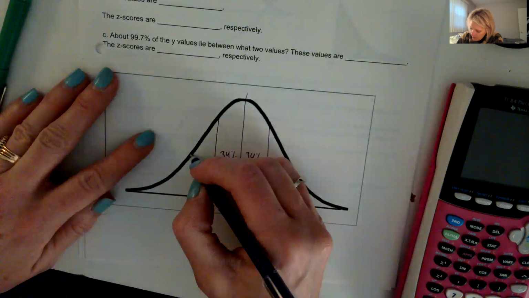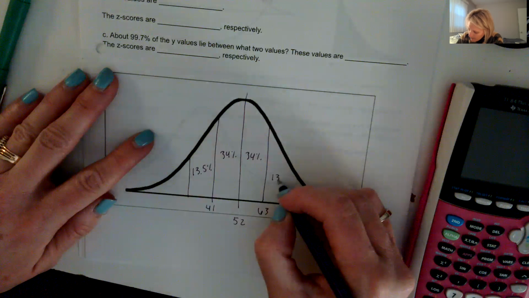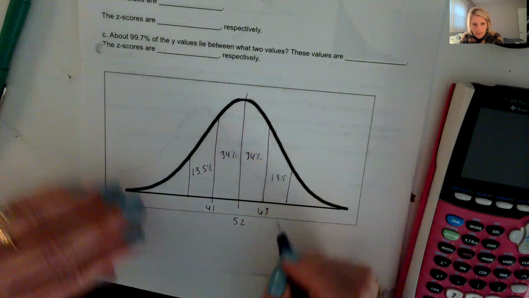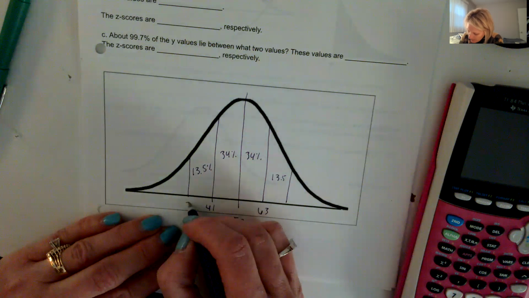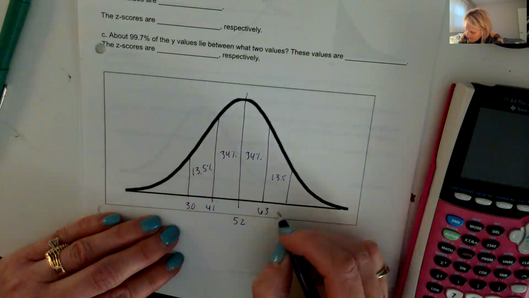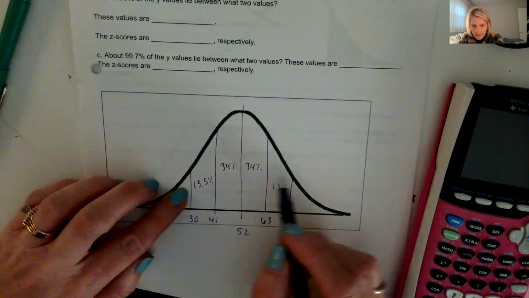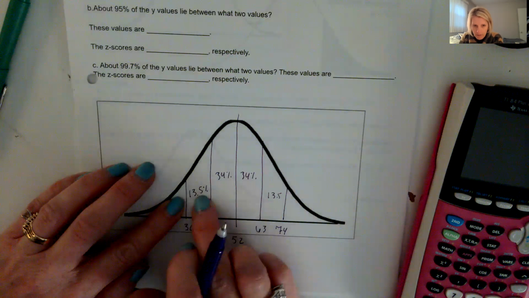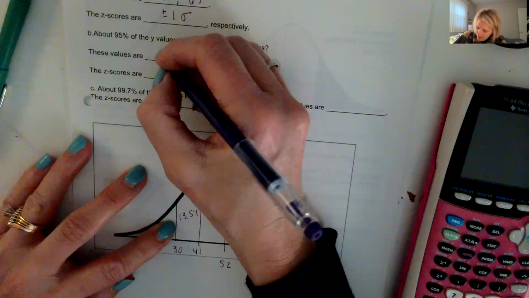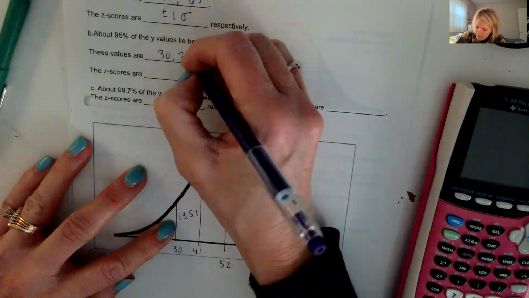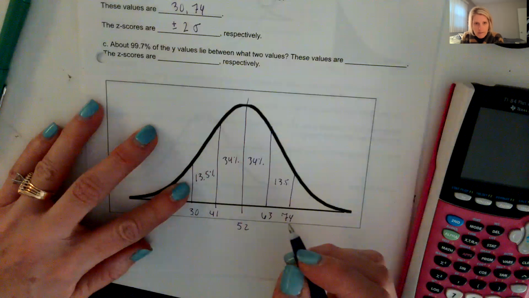And then we go another standard deviation, and that's the extra 13.5%. And so we again subtract 11, which is our standard deviation. So that's 30. And we add 11, which is 74. And that makes up our 95%, if we add 13.5, 34, 34, and 13.5. And that is plus or minus 2 standard deviations.